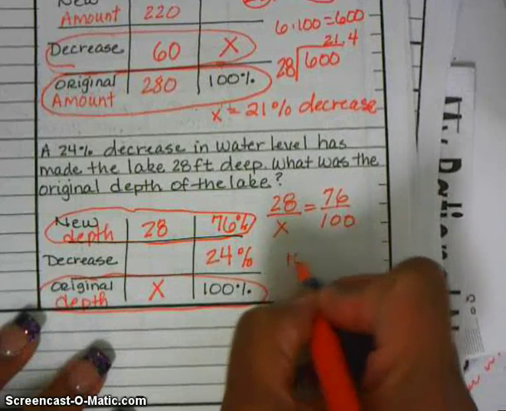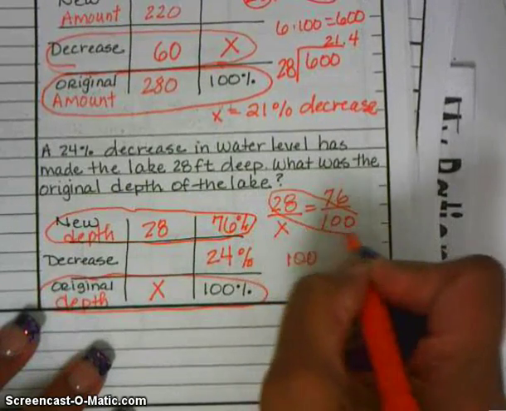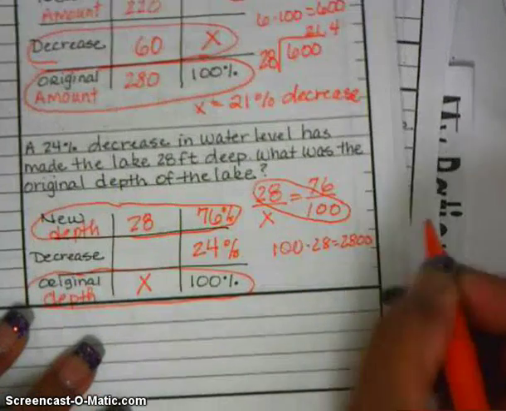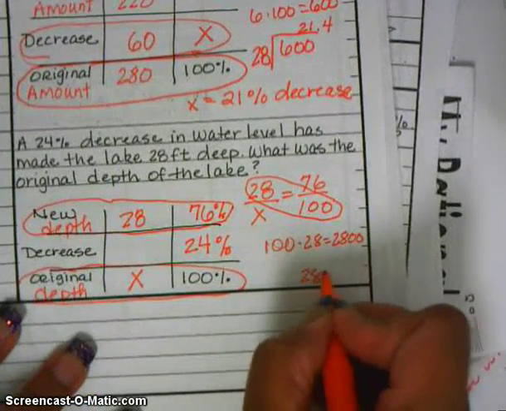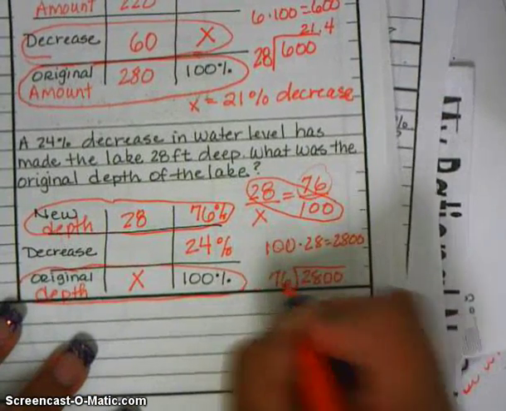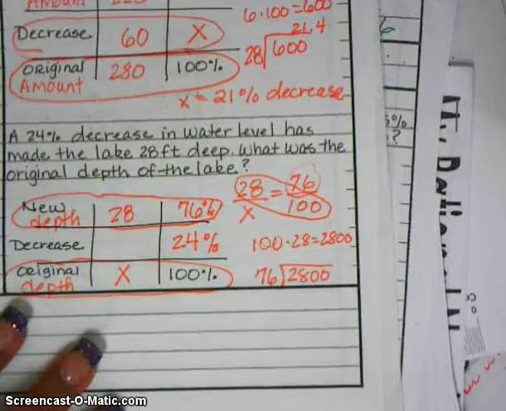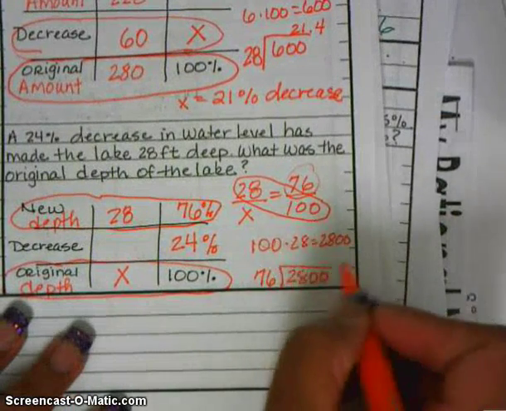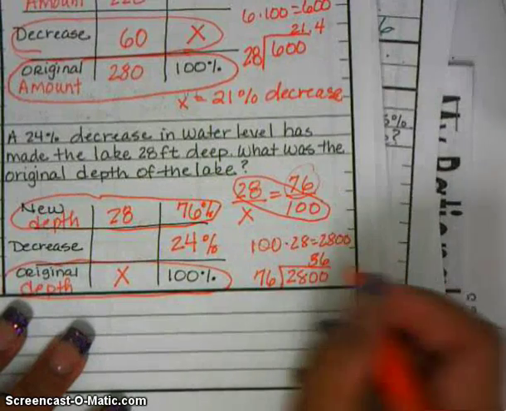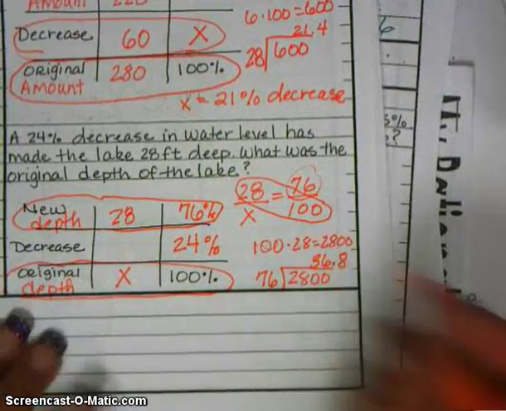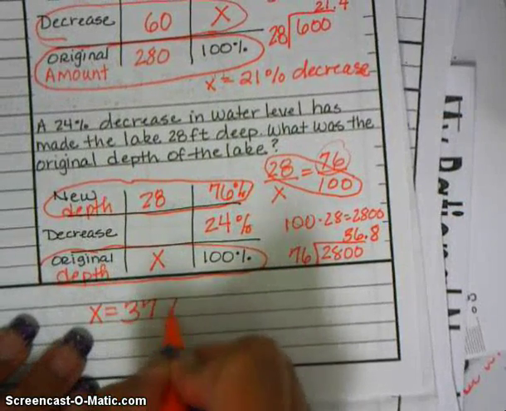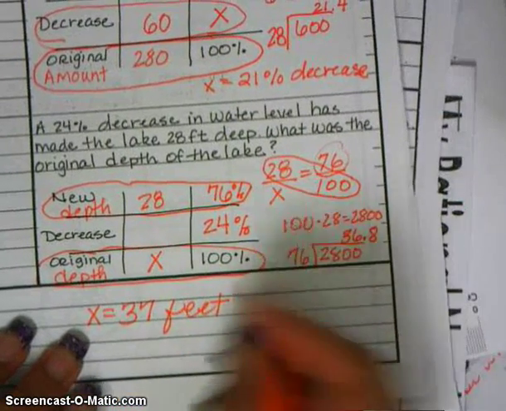So I'm going to take the 100 times the 28, and that's going to give me 2,800. And I'm going to take that 2,800 and divide it by the 76. Again, you're going to be using your calculator, and when you put this in your calculator, you're going to see that the original lake was about 37 feet deep. So my x is going to equal 37 feet deep.